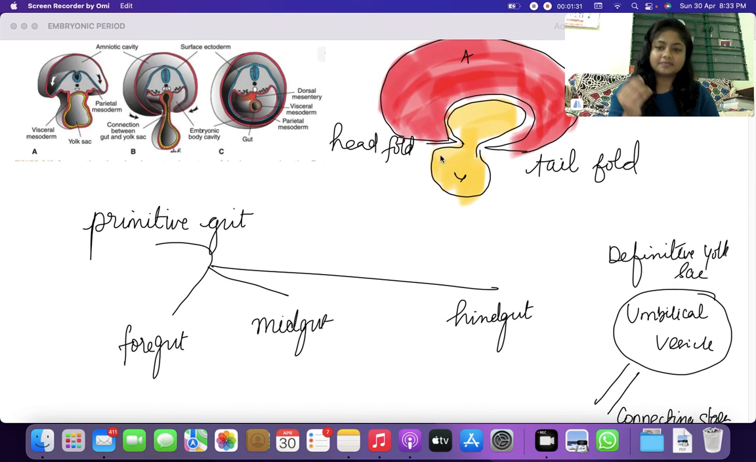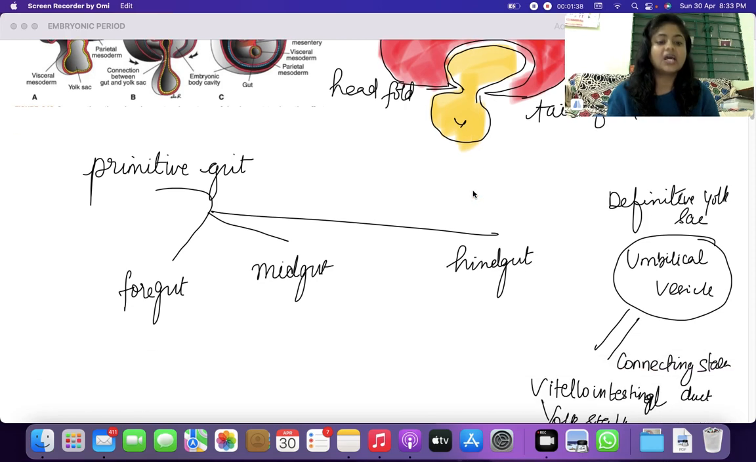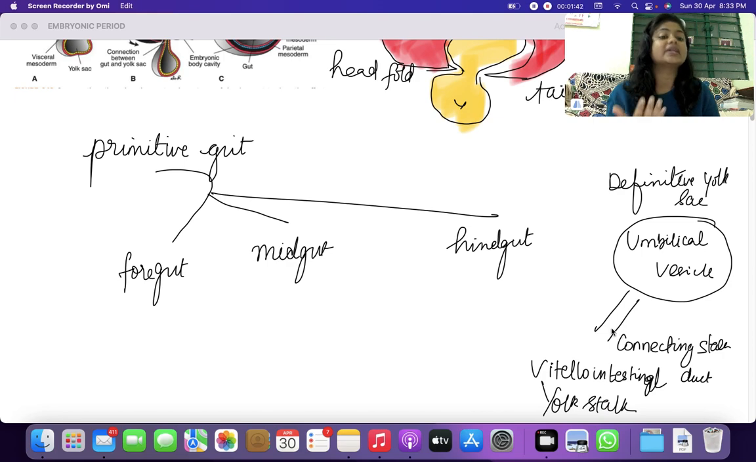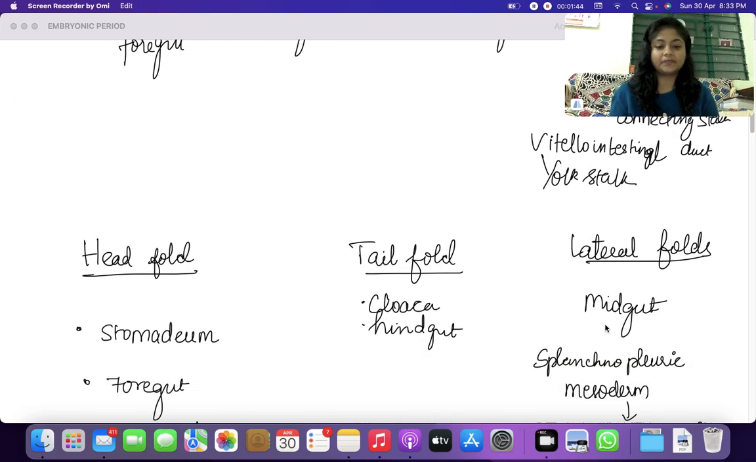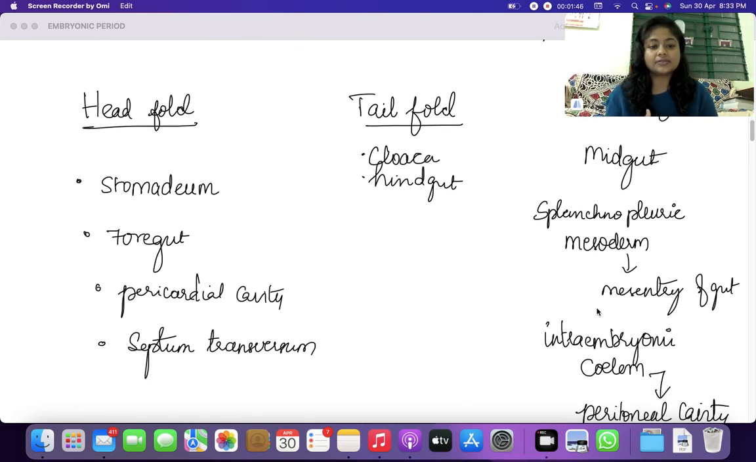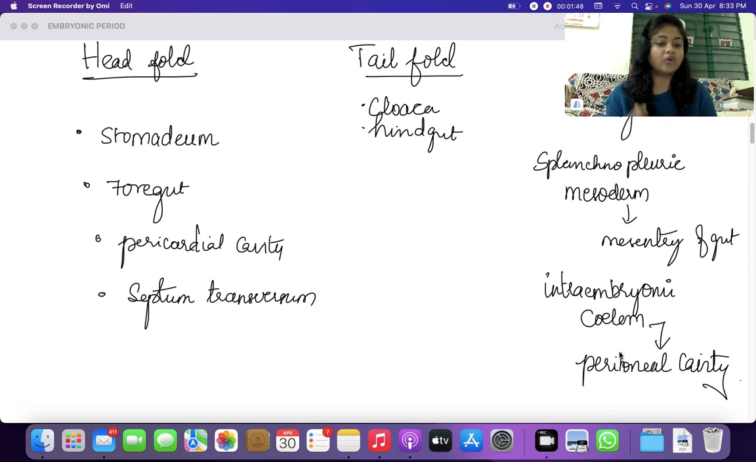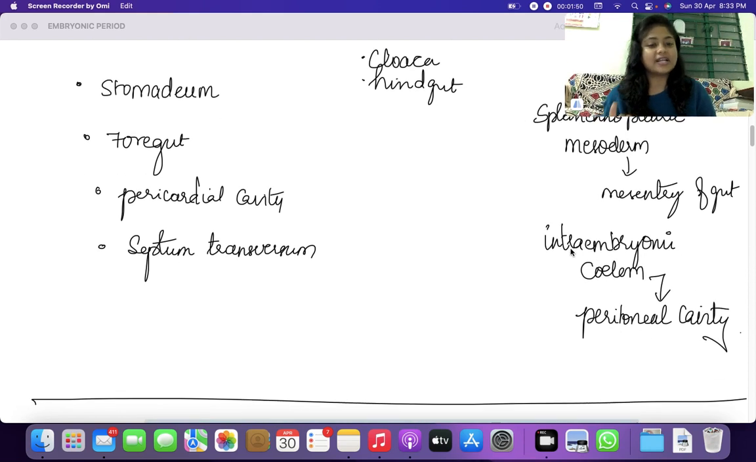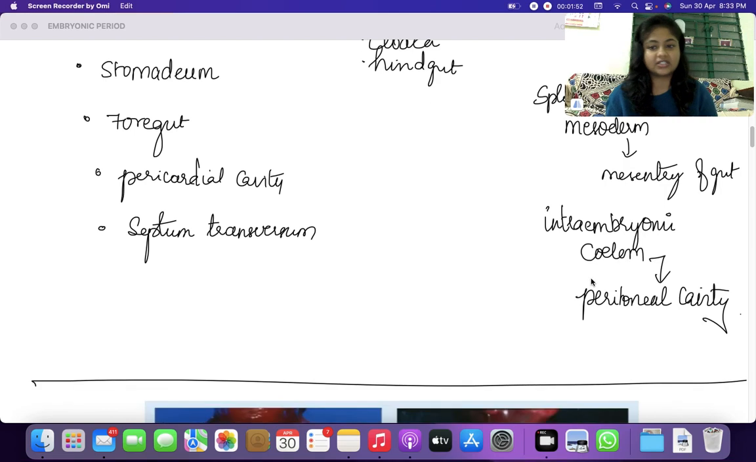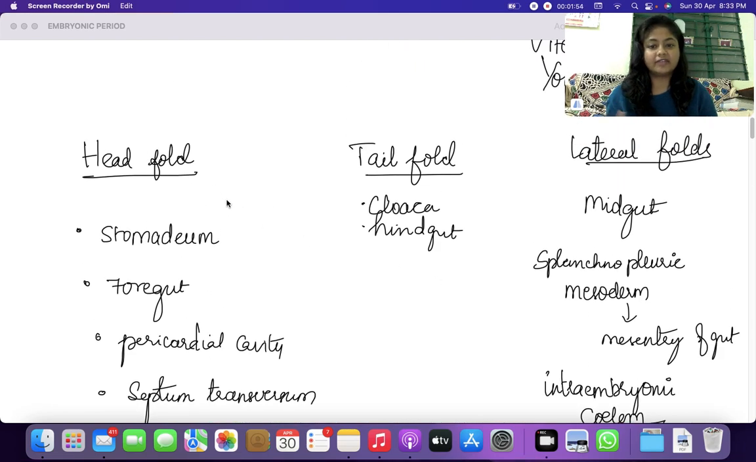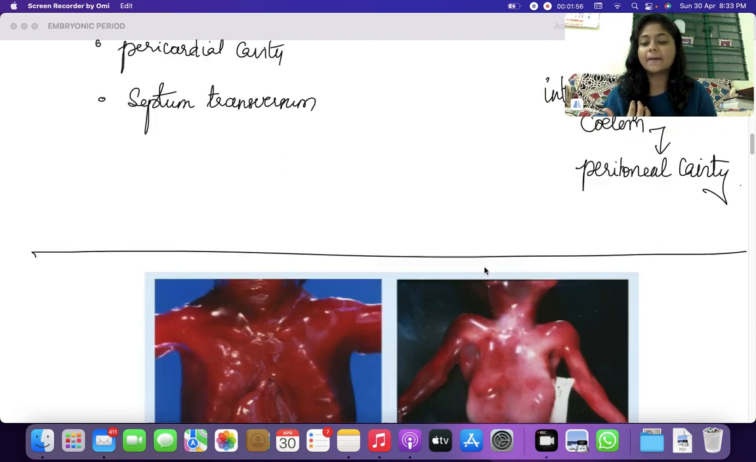So after being cut off, this definitive yolk sac will become the umbilical vesicle, that is a remnant, and this is connected to the connecting stalk by means of vitellointestinal duct and yolk stalk. So the intraembryonic coelom will form the peritoneal cavity, and the splanchnopleuric mesoderm will form the mesentery of the gut. These are the structures derived from the head fold, tail fold, and lateral folds.